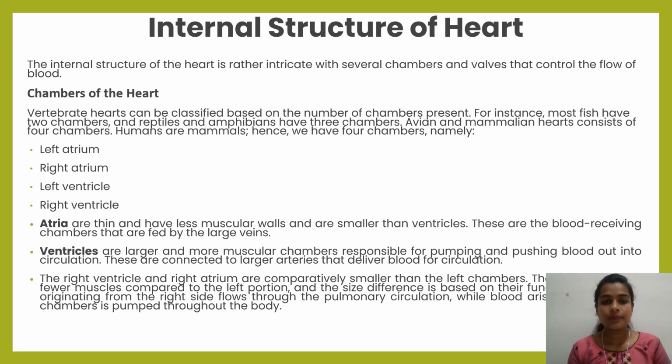Humans are mammals, hence they have four chambers, namely left atrium, right atrium, left ventricle, and right ventricle. Atria are thin, have less muscular walls and are smaller than ventricles. They are blood receiving chambers that are fed by the large veins. Ventricles are the larger and more muscular chambers responsible for pumping and pushing blood into the circulation. They are connected to large arteries that deliver blood for circulation.